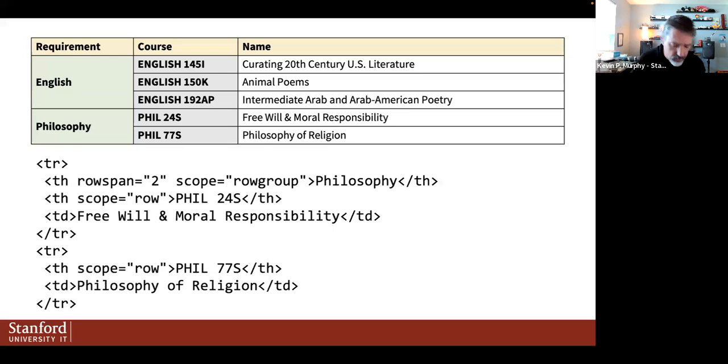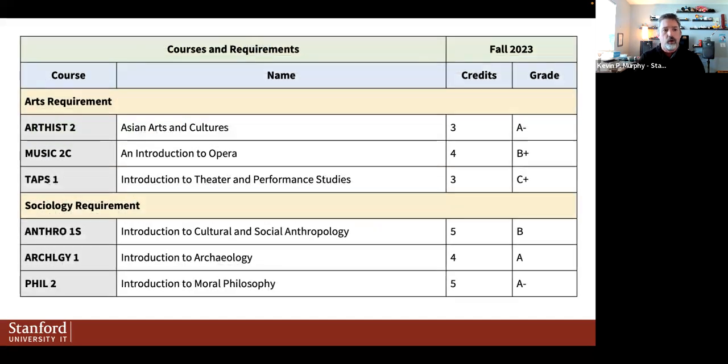I got to be honest, though, whenever I've built tables, I've never actually done the col groups and row groups, because I've always defaulted to the next technique, which is to use headers and IDs. So let's take a look at this table here.